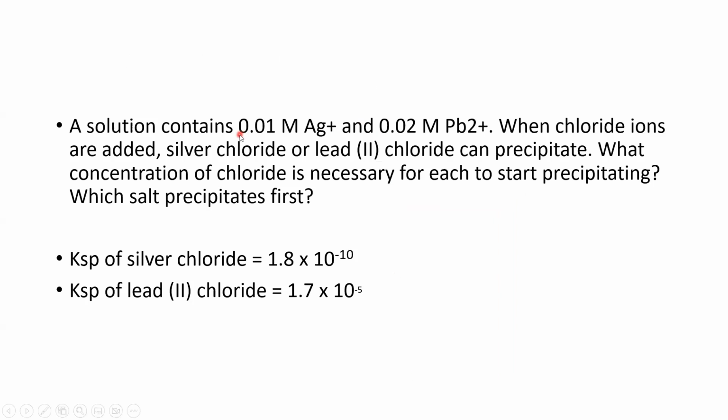Okay, and then for the next one, now we're looking at the solubility product. We're thinking about precipitate formation. So we've got a solution that contains 0.01 molar silver ions, 0.02 molar lead 2 ions, and we're going to be adding chloride ions to this solution.